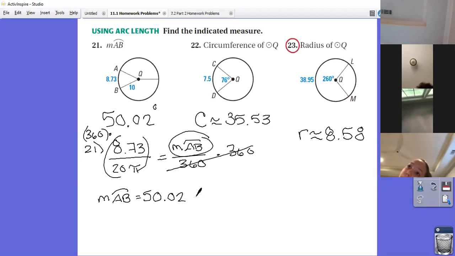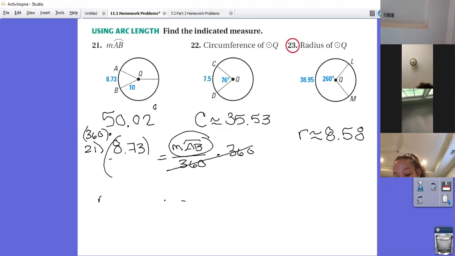Any questions on that one? And I'll be posting this video on the Walker web, so I know I'm erasing it now, but you can always go back and look at it.